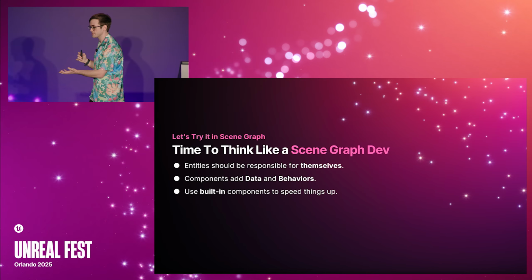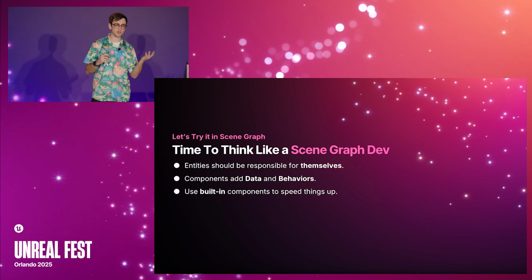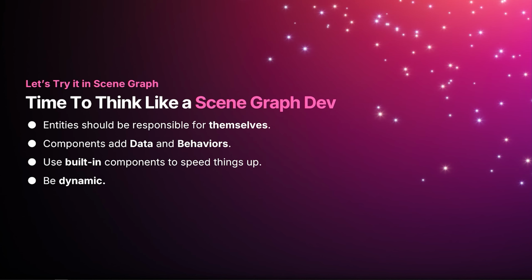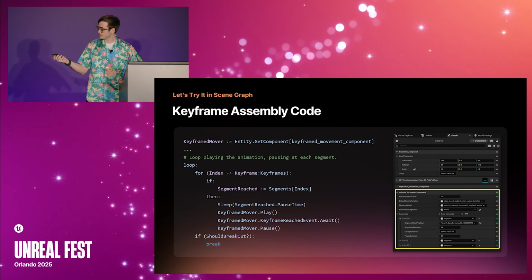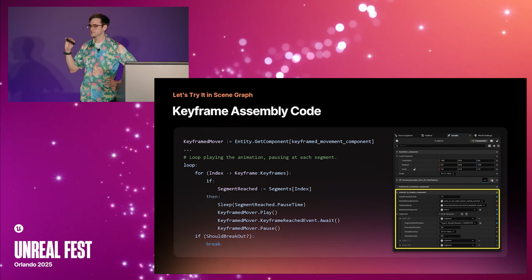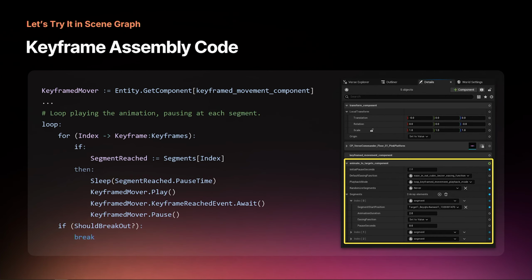You also have built-in components, right? You don't need to write your own transform component. You don't need to write your own mesh component. Use built-in components to speed up your development. For example, the keyframe movement component, which we'll get to here, is a way to do keyframe movement in a pretty simple way as compared to what I just showed you. And finally, be dynamic. Like I said, you can spawn these objects that are running Verse code during runtime from anywhere, which is insane. So let's take a look at what this looks like in Scene Graph instead. So here we have this animate targets component attached to the entity that we're trying to move.